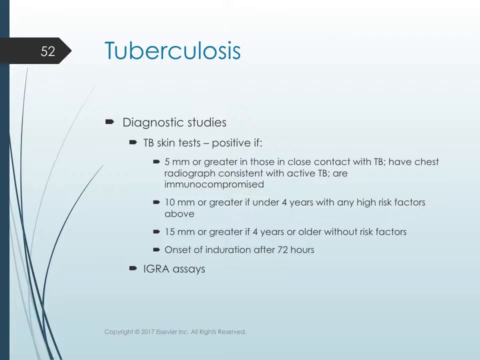In terms of diagnostic, there's 3 levels of positivity on the TB skin test. Only 5 millimeters of induration is necessary to be positive in those with a close contact of TB. 10 millimeters or greater is considered positive if you're under 4 years old with any high risk factors. And 15 millimeters or greater is considered positive if you're 4 years of age or older without risk factors. And the induration occurs after 72 hours.